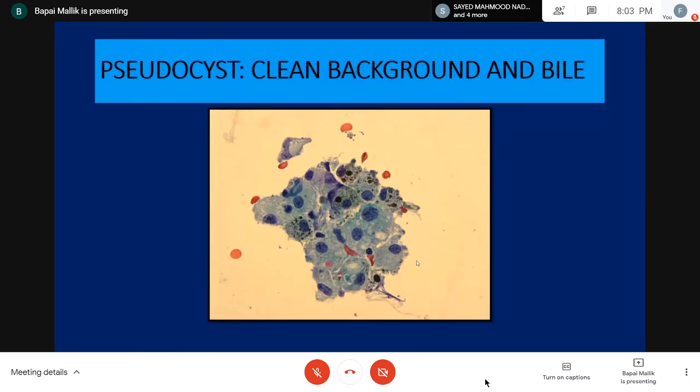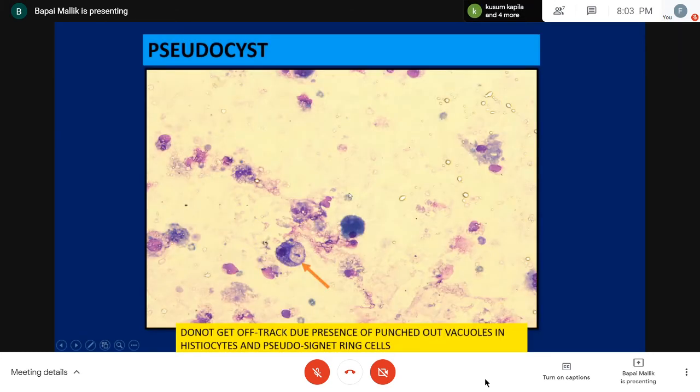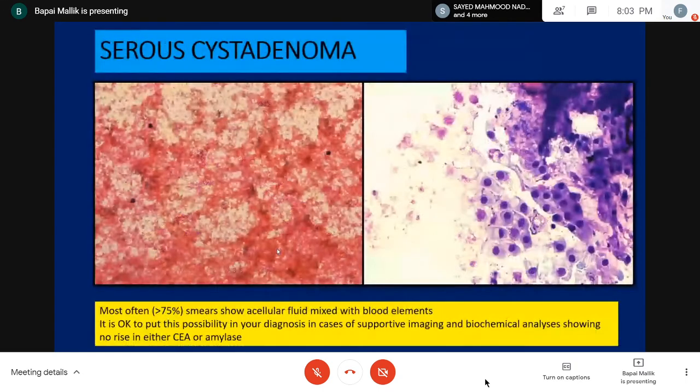So this is a pseudocyst with a clean background, and here you can see the bile pigment over here. This is seen pretty commonly. And in this pseudocyst, what you see is actually a foamy macrophage with a very punched out vacuole, looking almost like a signet ring cell. Sometimes they actually push it. I don't have a picture of that. You can just push this towards one of the edges. Looks like signet ring cells. So please don't overcall them. You can have punched out vacuoles in pseudocysts.